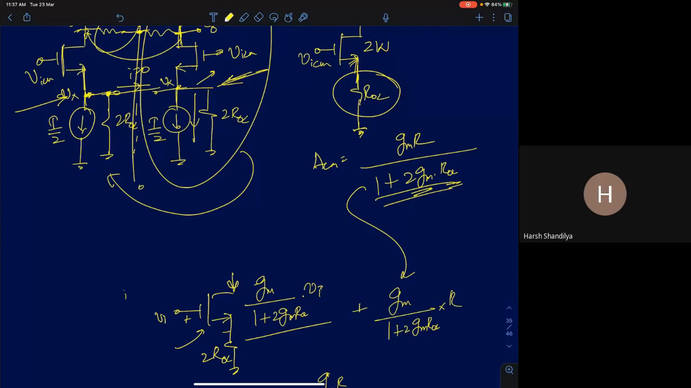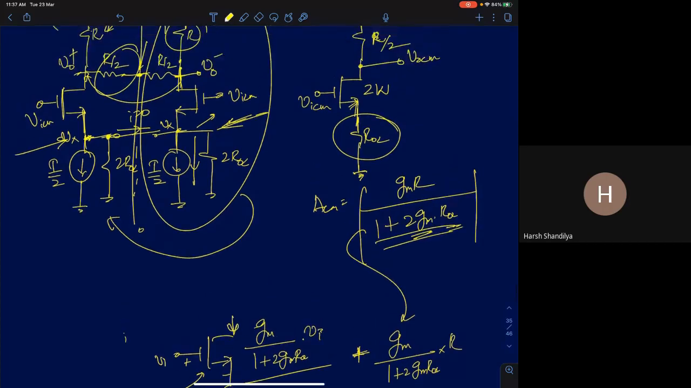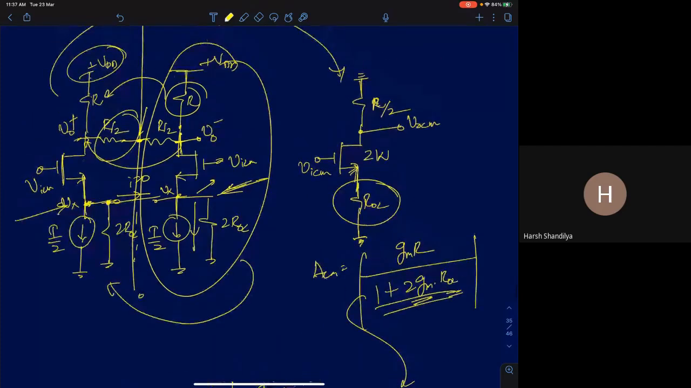Generally, when we ask for common mode gain, we do not care about polarity. You can just express its magnitude. Generally, gain will be negative for a common source differential pair, because you are using a common source differential pair. If I use a common gate differential pair, it will be positive. That's it.